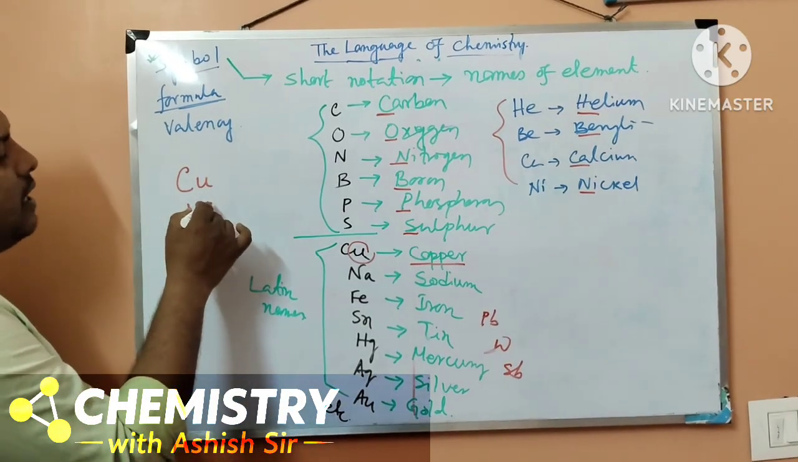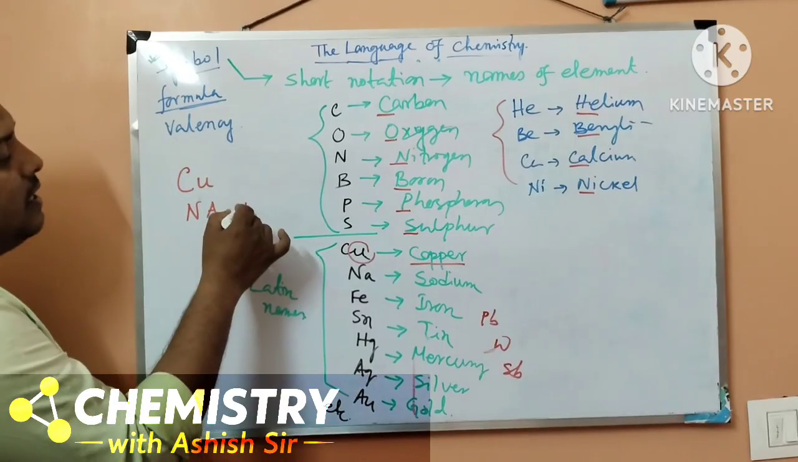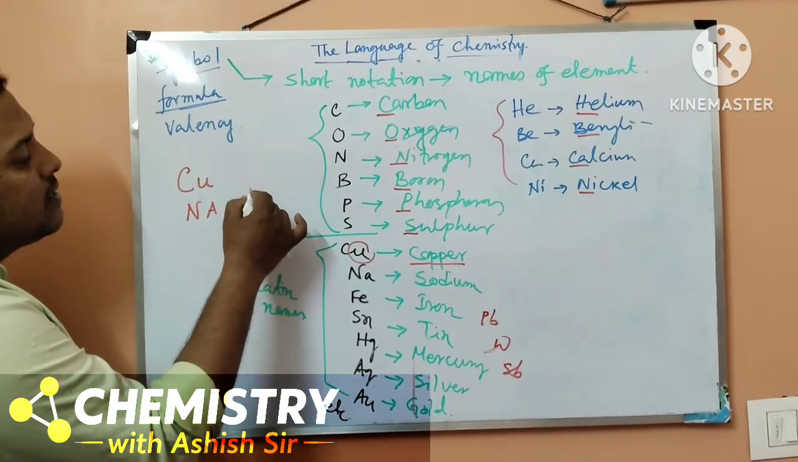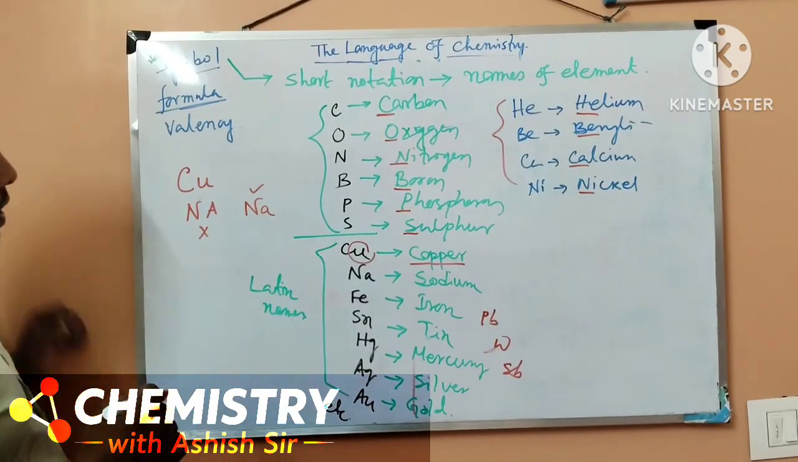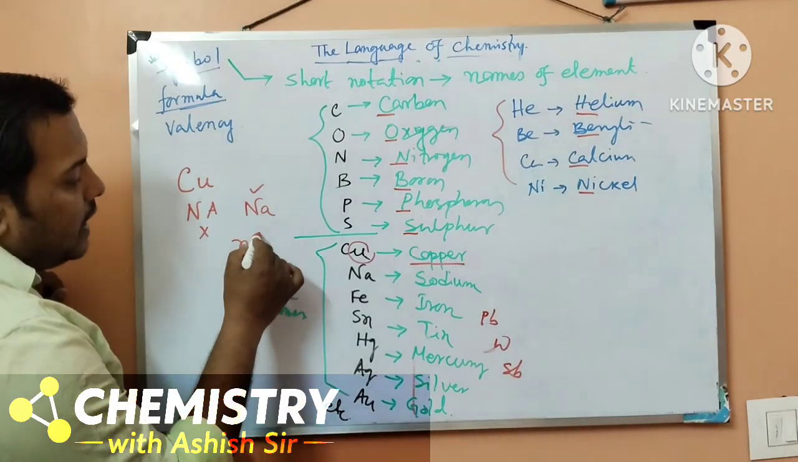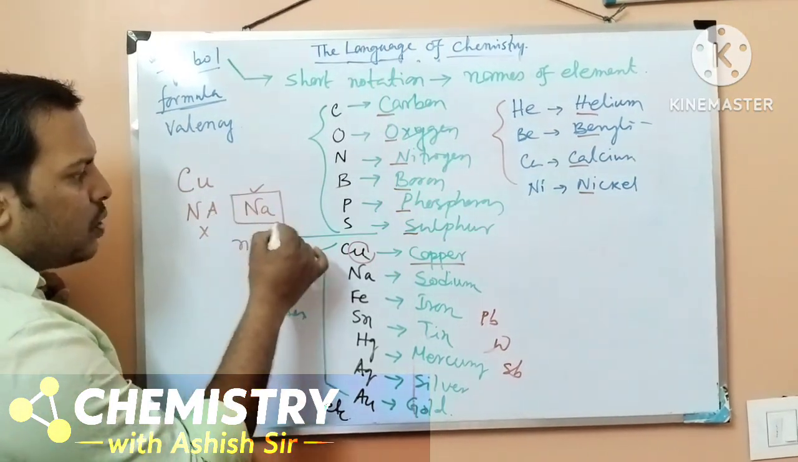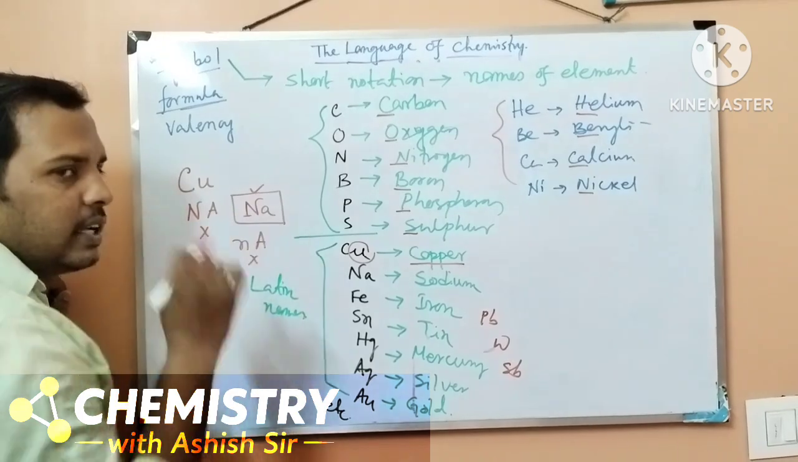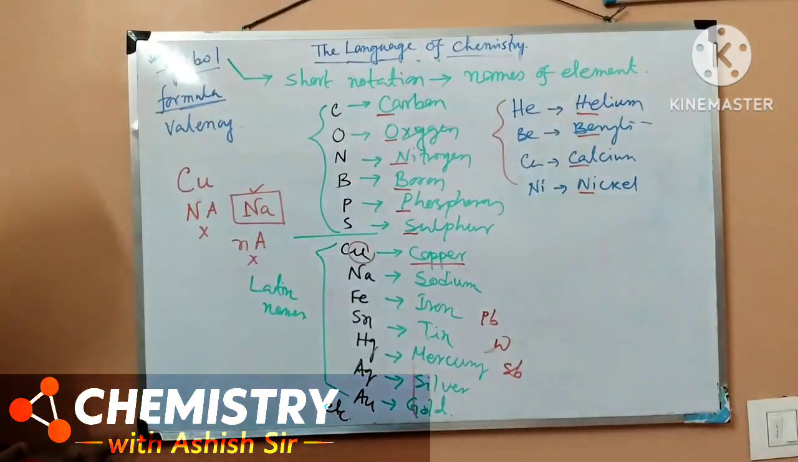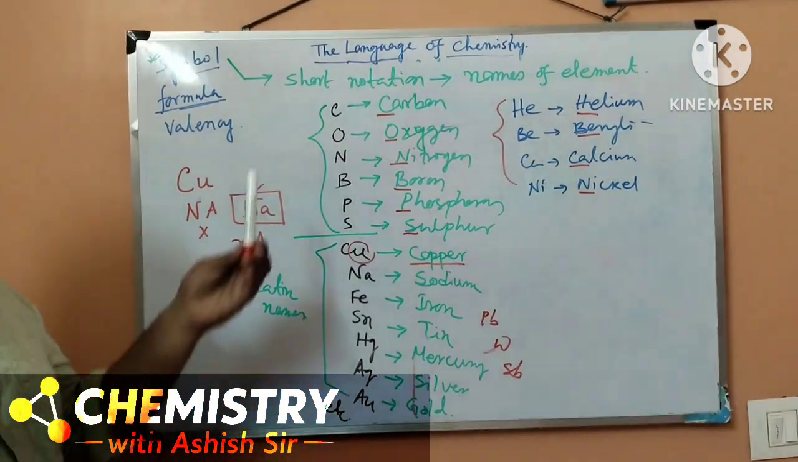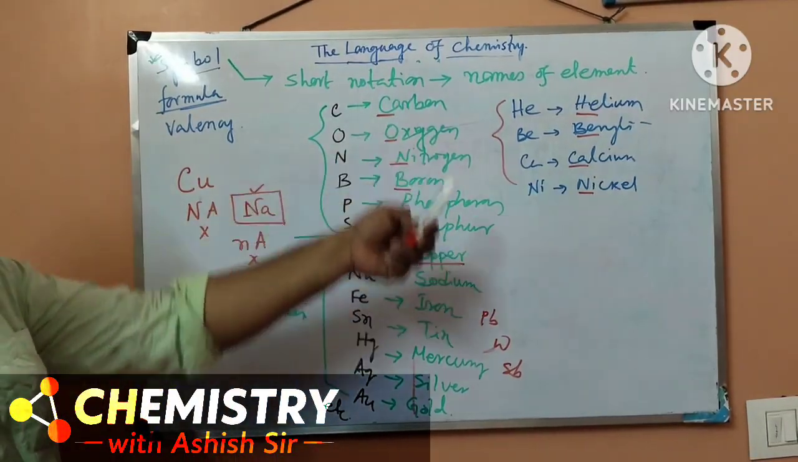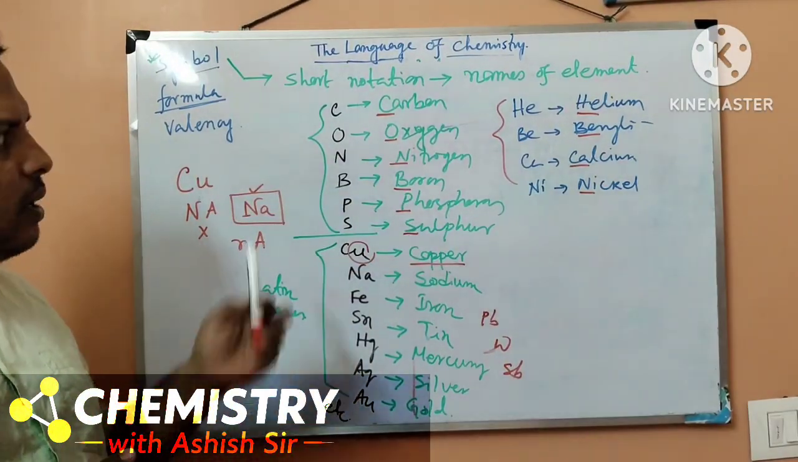If someone is writing NA, that is wrong. Or if anyone is writing nA, that is also wrong. So the format is the first one will be capital, the next one will be small. Never make a mistake over here. Hope it is clear. So like this, you will write this in your copy and memorize it.